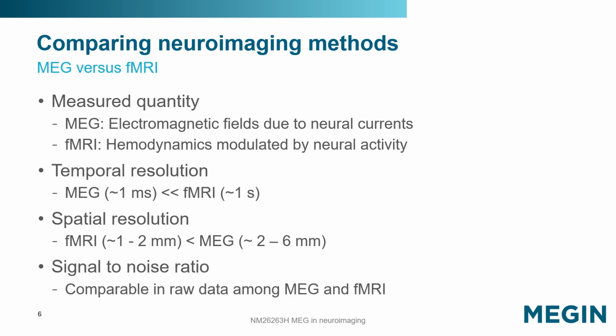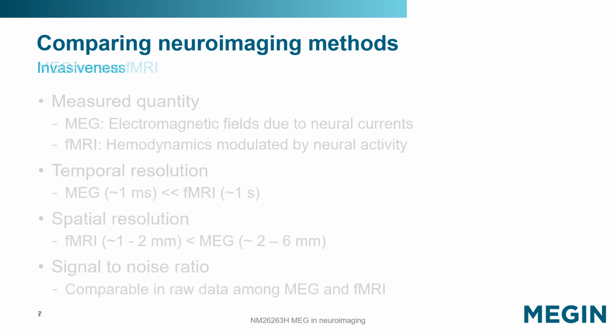It is important to also note that signal-to-noise ratio of raw data, or the ability to detect a signal out of the noise, is comparable between MEG and fMRI.